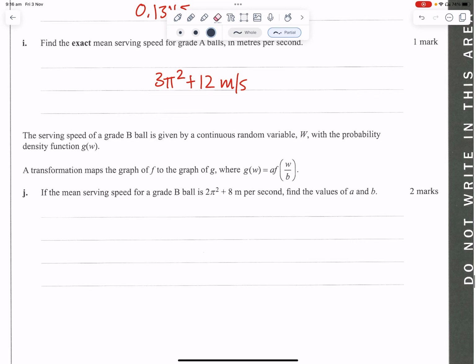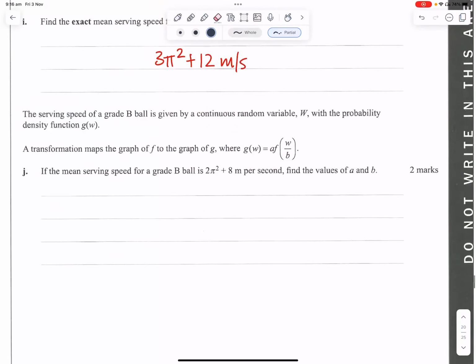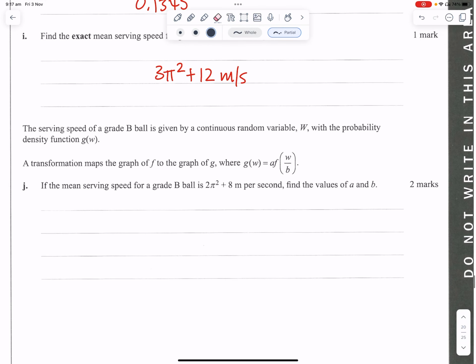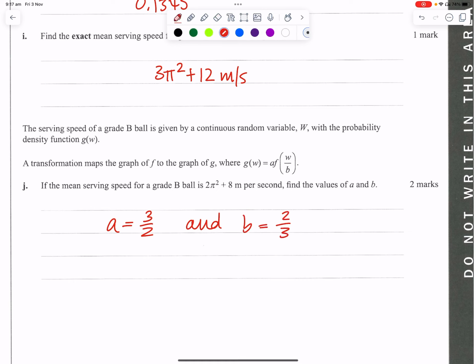G of w is, okay, so we don't want it to change. We know it's just f of that value. So if a was 3 on 2 from the x-axis and b was 2 on 3 from the y-axis, they would effectively cancel each other out.